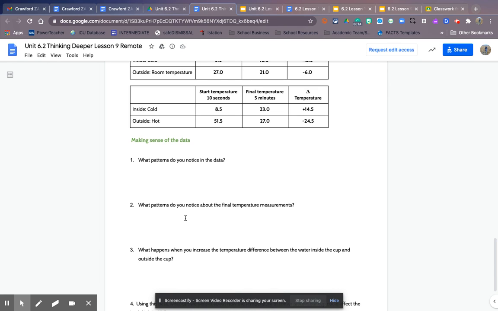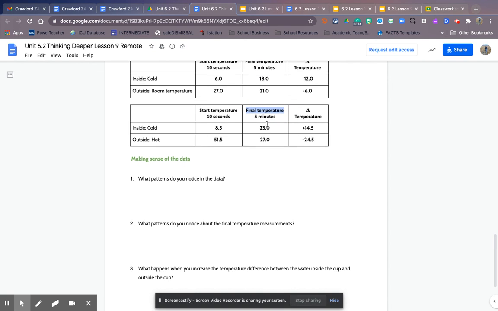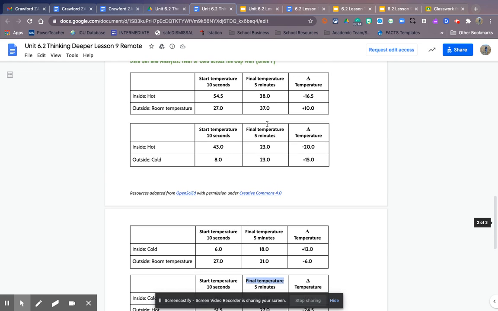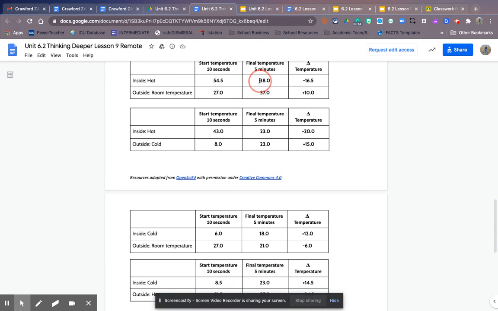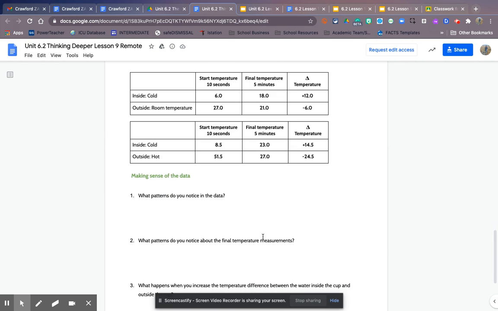What patterns do you notice about the final temperature measurements? Remember, this little triangle means change in temperature, but this is the final temperature. This is the data column they're talking about for number 2. So look at number 2 and read number 2. You're looking at this set of columns here. What do you notice about the final temperature measurements?